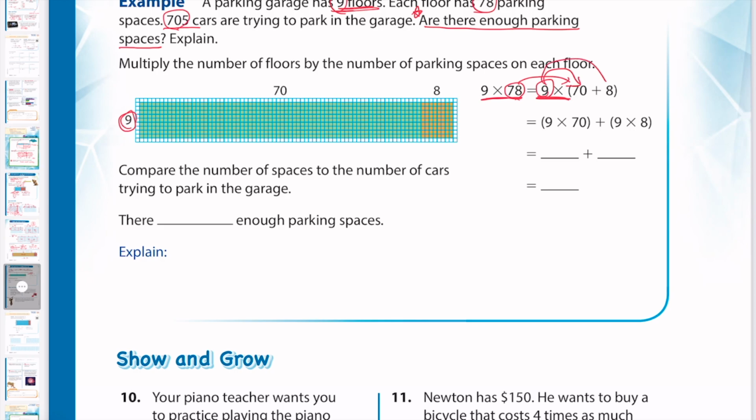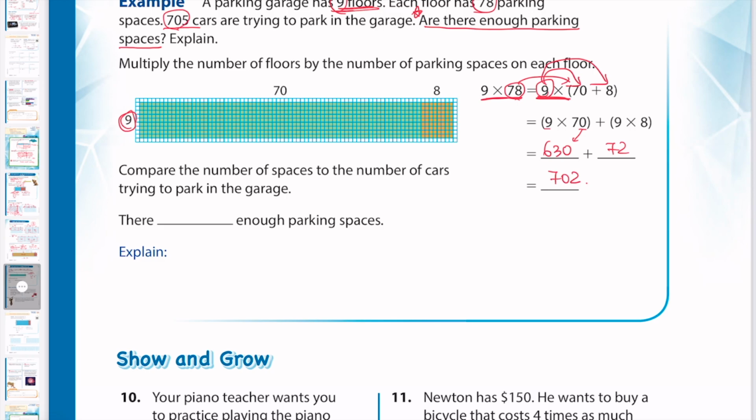Distributive property, yes, correct. So which is what? 9 times 70 is 630. Make sense? Yeah, you need to add a 0 at the end, right? All right, now what is 9 times 8? It's going to be 72. So when you add them together, it's going to be 702.